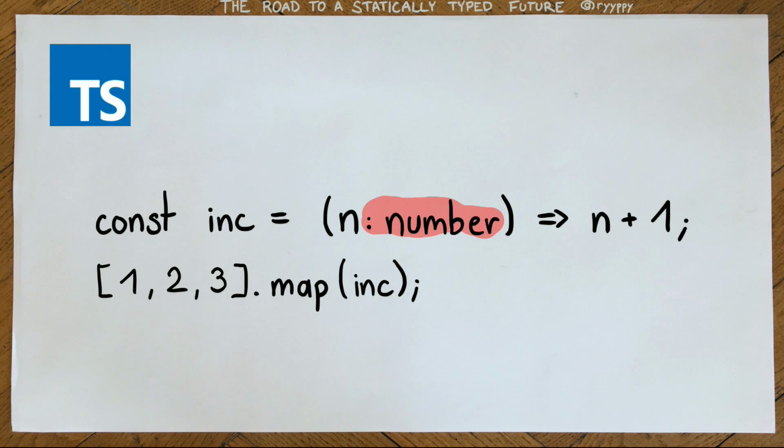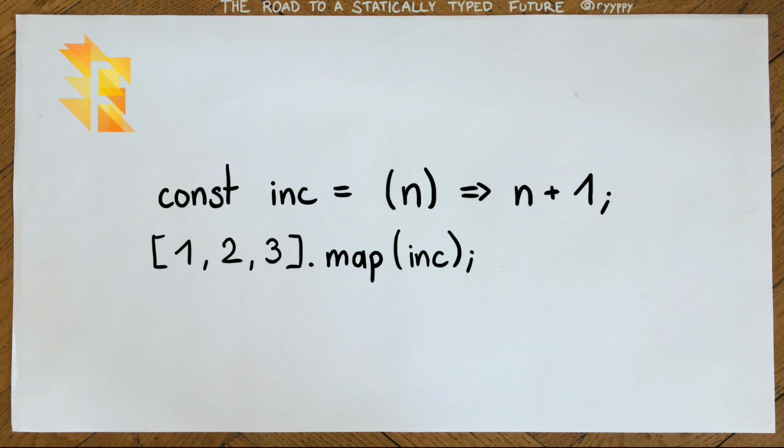So if you use map increment, it will realize 1, 2, 3 is a number, so this will type check. So we'll have no errors. If you try to input a string in this array, TypeScript will shout at you that this is not right. So this is good. Let's look at Flow. So here, the major difference is I don't have to annotate the input parameter.